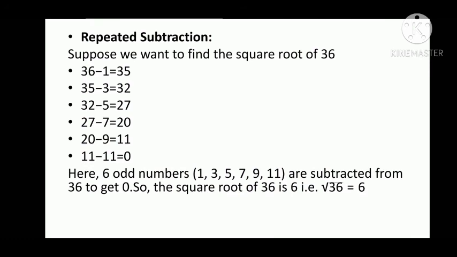I am repeating this method. Repeated subtraction, as the name indicates, I need to keep on subtracting the odd natural numbers from the given number to get 0. But the condition is I need to keep on subtracting the successive odd natural numbers starting from 1. Like here in this case, 36 minus 1 is equal to 35. 35 minus 3 is equal to 32. Likewise, till I get 0, I need to keep on subtracting. And if I will not get 0, it means the given number is not a perfect square. Here, 6 odd numbers are subtracted from 36 to get 0. So the square root of 36 is 6. I hope this method is clear to you.